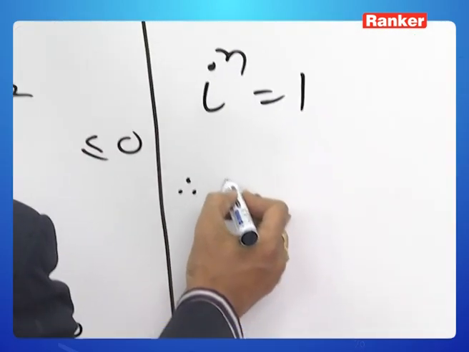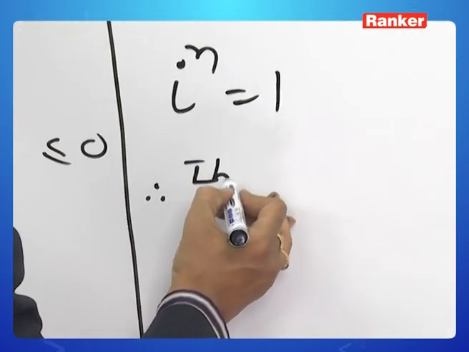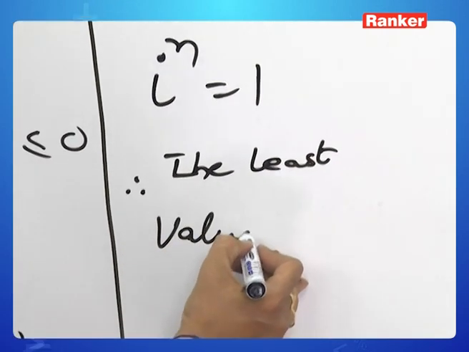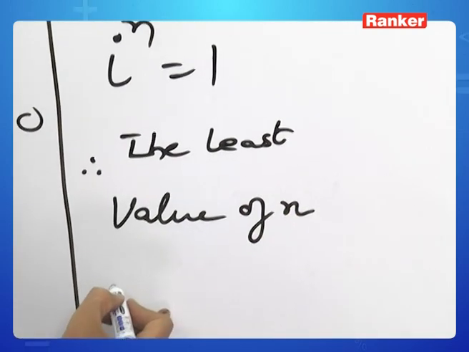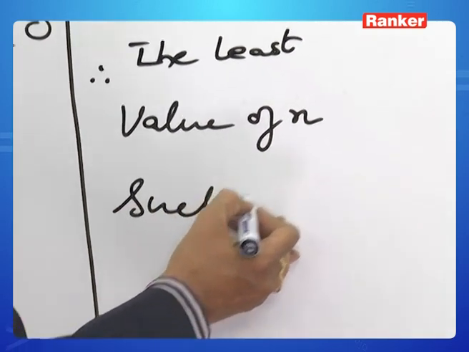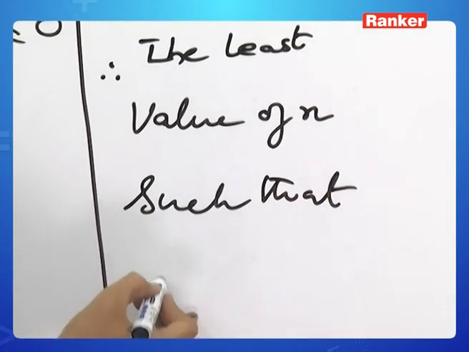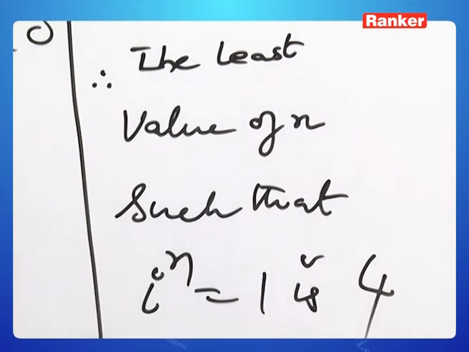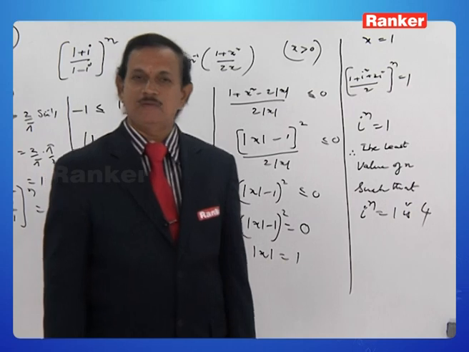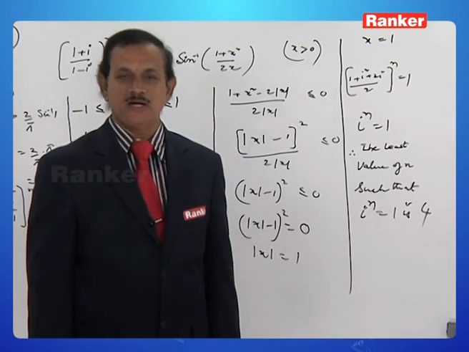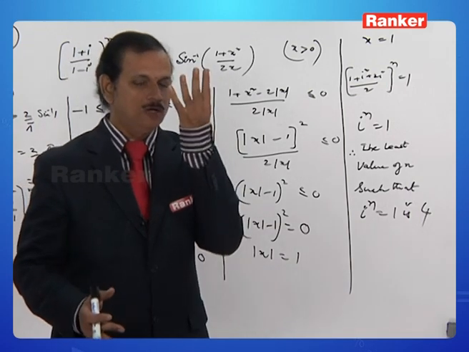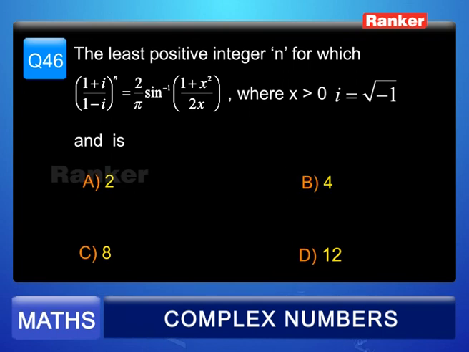Therefore, the least value of n is 4. i power 1, i power 2, i power 3 cannot be 1, and i power 4 is only 1. Therefore, the least value of n for which i power n is 1 is 4. What is the right option? Option B is the right option. Right answer is 4.